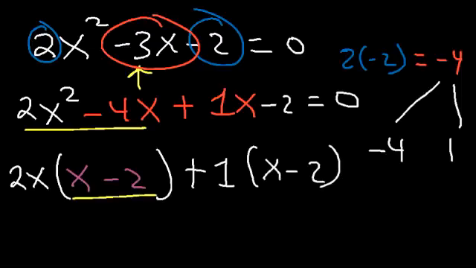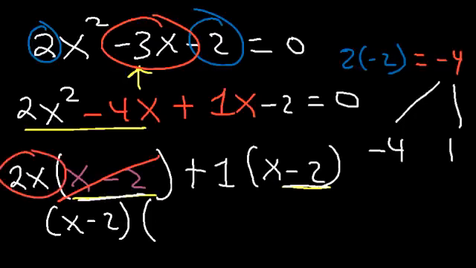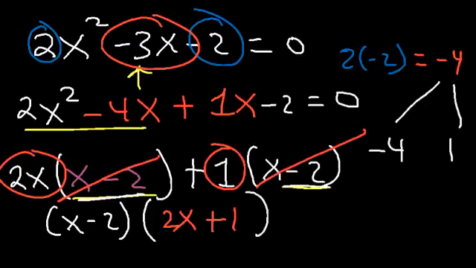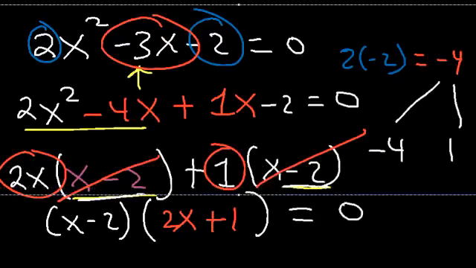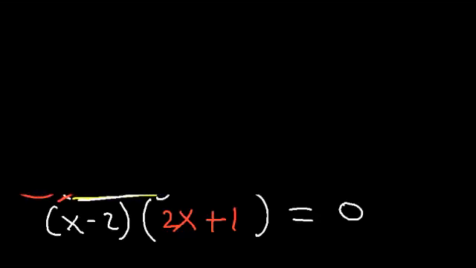Now, if these two are the same, that means you're going in the right direction. So let's factor x minus 2 from both terms. If we take an x minus 2 from this term, what we have left over is 2x. And if we take it here, what we have left over is plus 1. So this is the answer: x minus 2 times 2x plus 1. Now granted, it's still equal to 0, so we can solve for x. But now you know how to factor a trinomial whenever the leading coefficient is not 1.